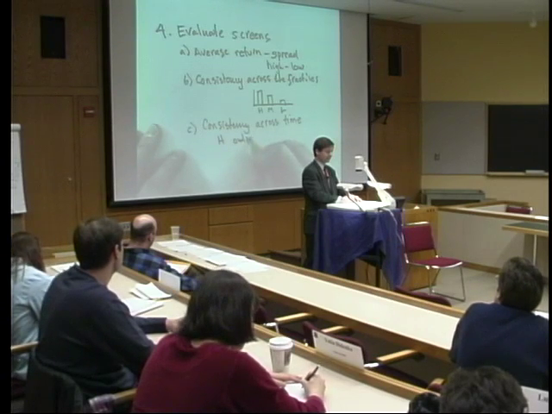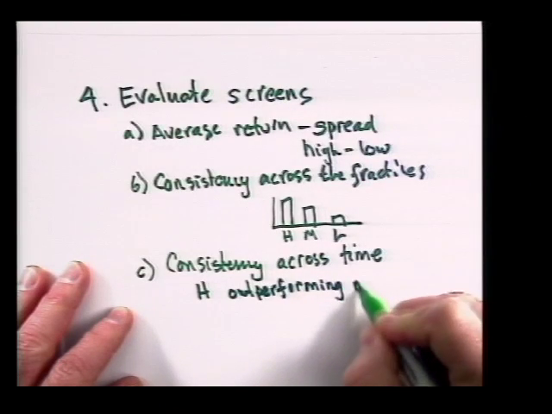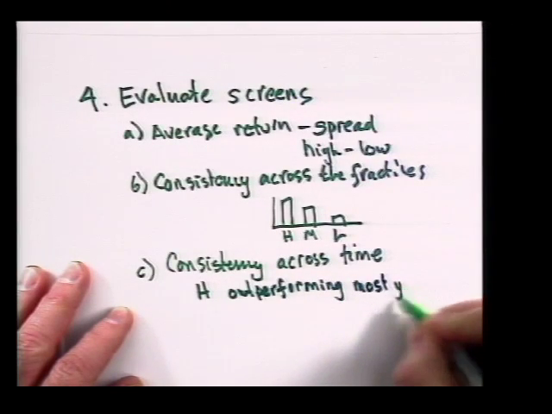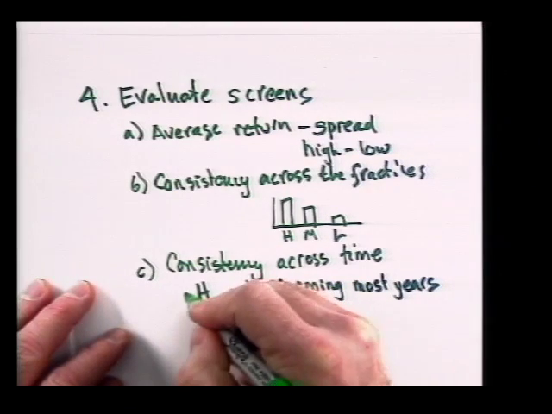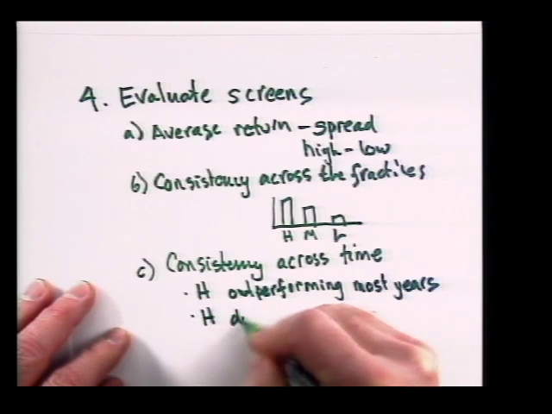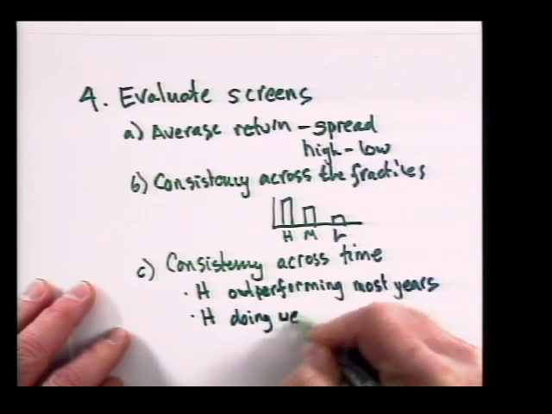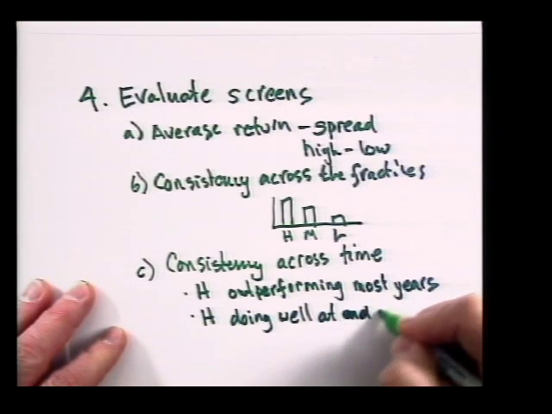So high fractile, let's just call it H, outperforming most of the years. Okay? That's point 1. Point 2 is H doing well at end of sample.